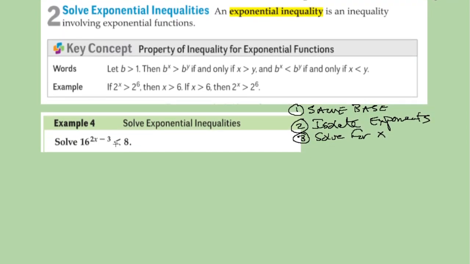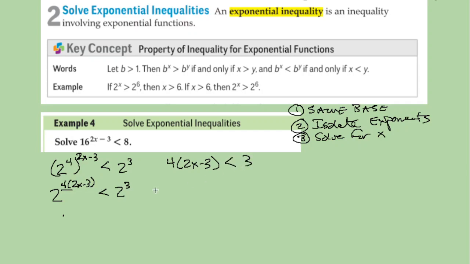All right, so 16 and 8, the common base that will work is 2: 16 is 2 to the 4th and 8 is 2 to the 3rd. So I'm going to rewrite this as 2 to the 4th to the 2x minus 3 power is less than 2 to the 3rd. If I write this instead as 2 to the 4th times 2x minus 3, less than 2 to the 3rd, now I isolate my exponents. So I'm going to do 4 times 2x minus 3 is less than 3. And you're going to keep the sign going the same way that it was before, right?